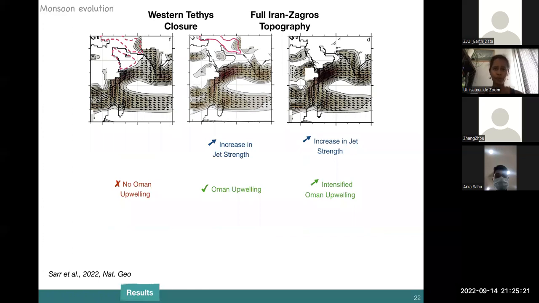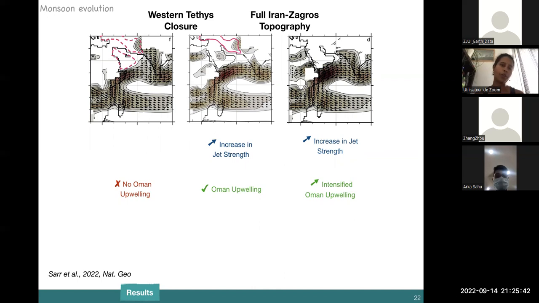What you can see here, starting from the right, is the late Miocene configuration with the full strength of the jet. If I decrease the topography of the Iran-Zagros, I keep this strong jet, but the strength is reduced. And I keep my Oman upwelling.